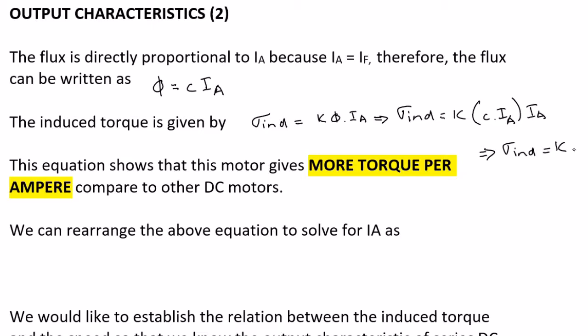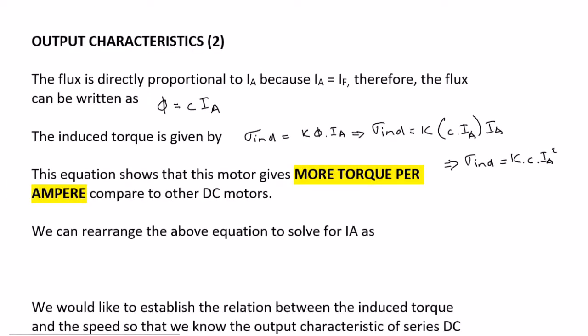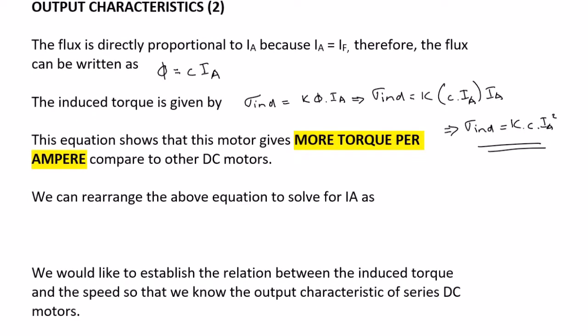This is an interesting equation that we have here, because we can see now that the induced torque of the motor is proportional to IA squared, which means that this motor gives more torque per ampere compared to other DC motors. So it has higher torque per ampere, which is a unique characteristic of this motor.